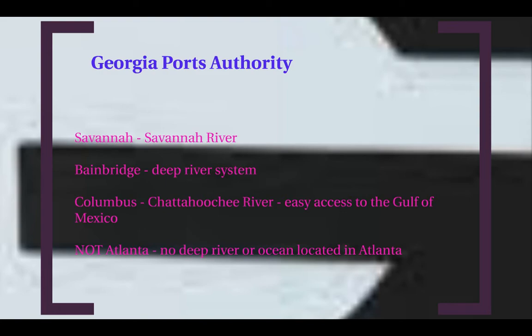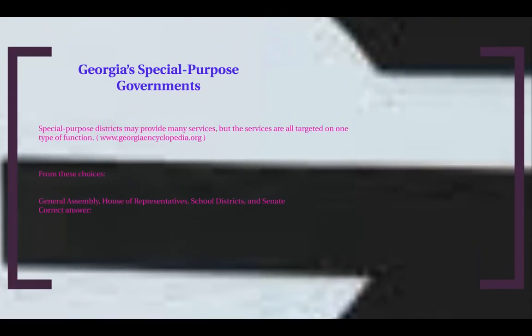Now, we know the Chattahoochee doesn't flow directly into the Gulf of Mexico, but the Chattahoochee flows into another river, which flows into another river, which flows into the Gulf of Mexico. And I think the question on the benchmark was, which one of these is not operated by the Georgia Ports Authority? And the choices were Savannah, Bainbridge, Columbus, and Atlanta. Now, we know that the answer should have been Atlanta, because there's no deep river or ocean located in Atlanta. So there's your 3 ports, and hopefully there's some clarification on there and you've learned something when it comes to the Georgia Ports Authority.